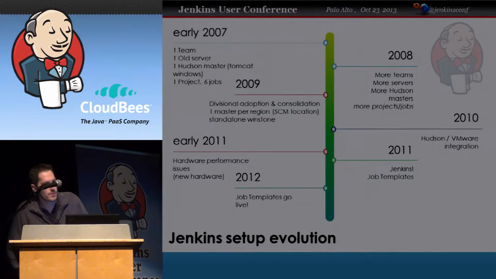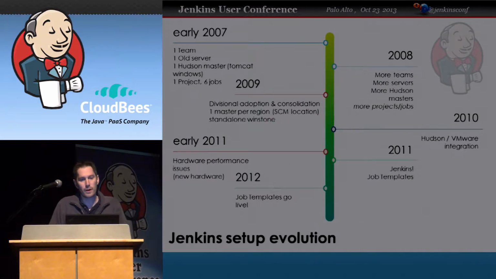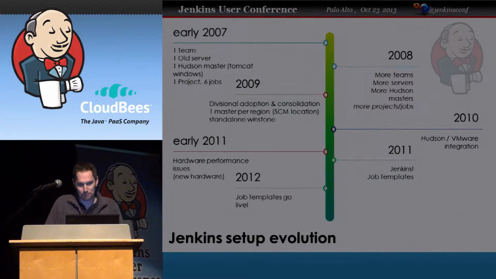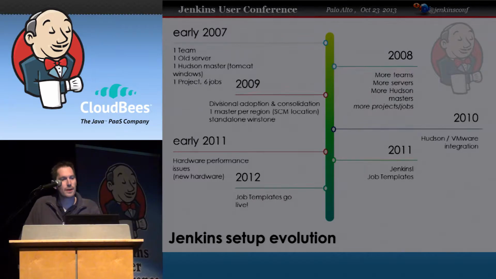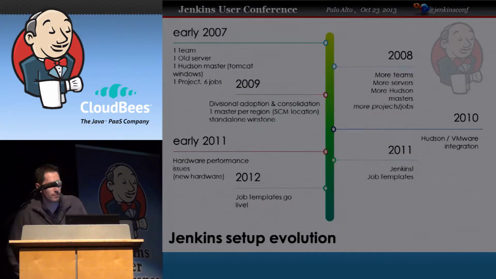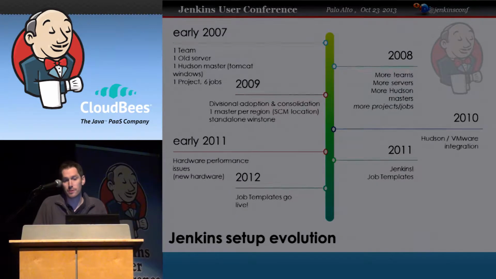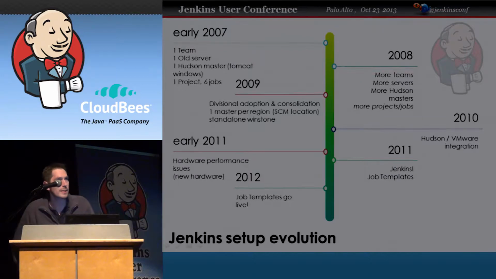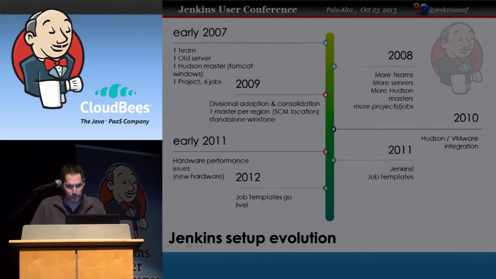So in 2010, we actually integrated Hudson with VMware. Well, actually, Costco did it for us. And then later on in early 2011, we started seeing some performance issues from the hardware that we'd chosen. In 2011, we moved on to job templates, which is a CloudBees enterprise plugin.